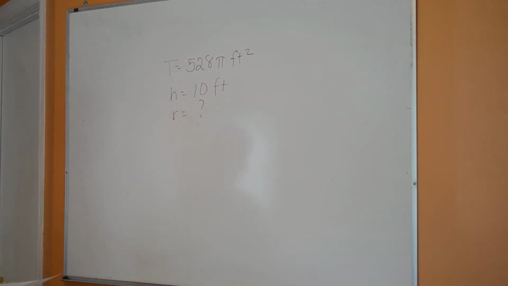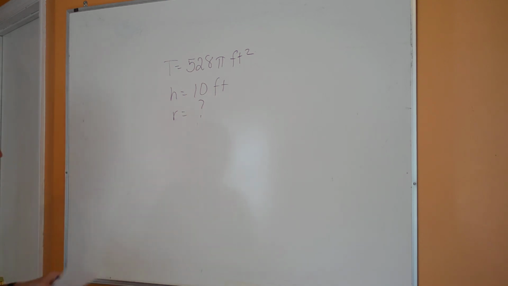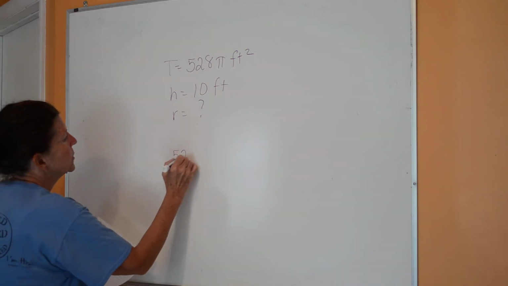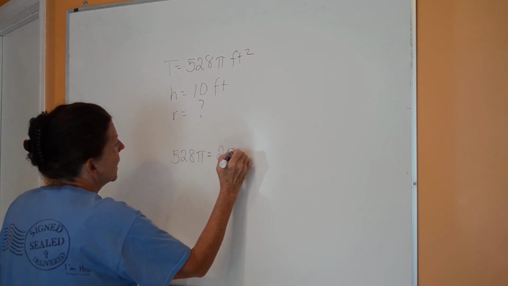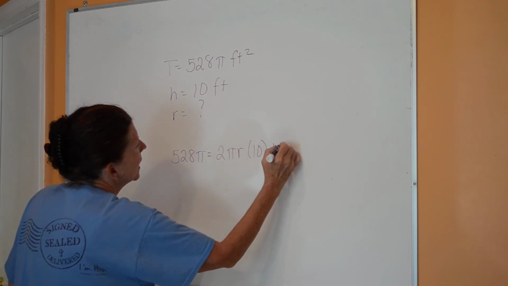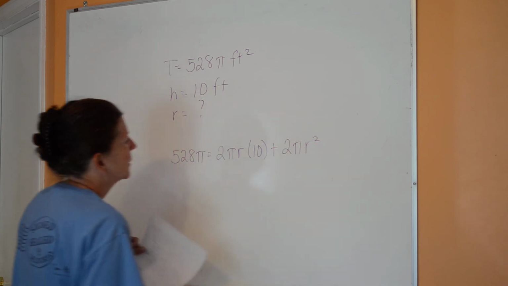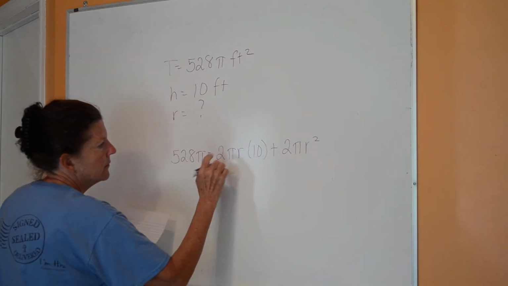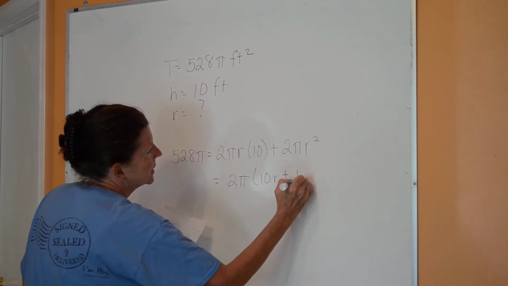Okay, go ahead and find the total surface area. Not find that, but find r given the total surface area, and then come back to the video. All right, I have 528 pi is equal to 2 times pi times r times h, so 10, plus 2 times pi times r squared. This is my lateral area, and that's the area of my two bases. So I'm going to factor out the 2 pi. That's going to leave me with 10r plus r squared.